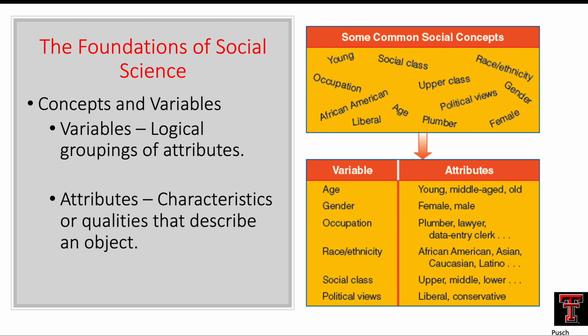And an attribute is a characteristic or quality that describes an object. So for example, maybe if we're looking at gender, well then the attributes are going to be female and male. If we're looking at occupation, maybe a lawyer, a doctor, a plumber, etc. Just something to keep in mind because we're going to go in depth into this in a following chapter.